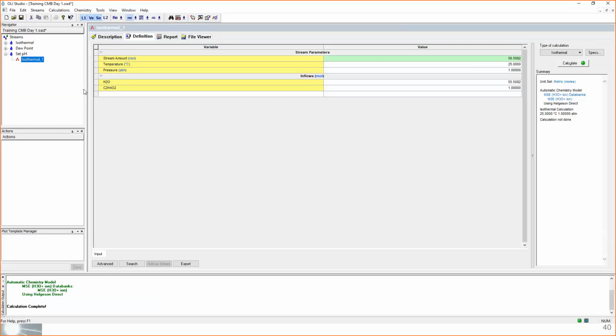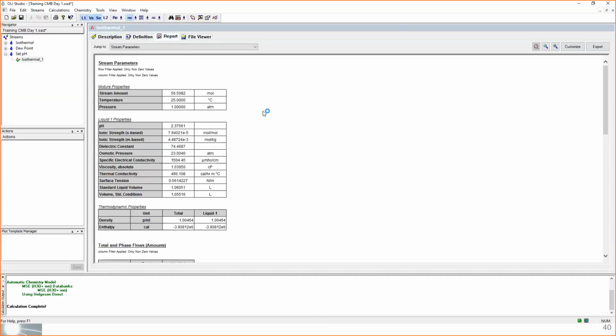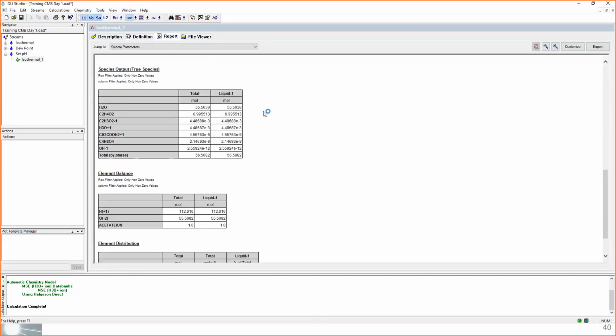Okay, so what we're going to do in here is an isothermal calculation, just because I want to understand the original pH of this solution. If I want to neutralize it, I need to understand the original system. So the pH of this solution is 2.4. Okay, that's very acidic. Definitely needs neutralization. And let's go to the report and see what's going on in the species output.